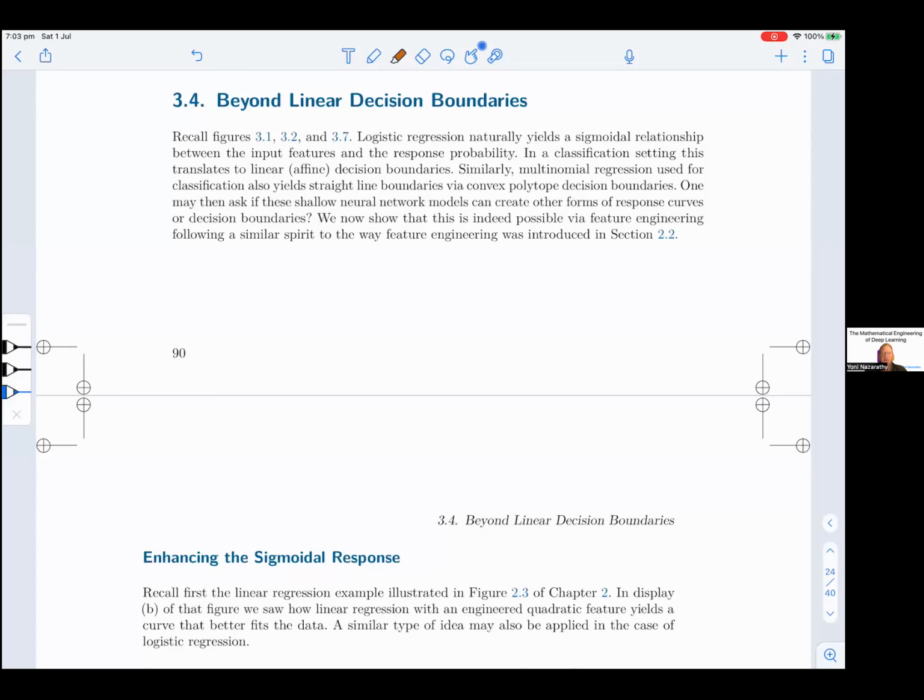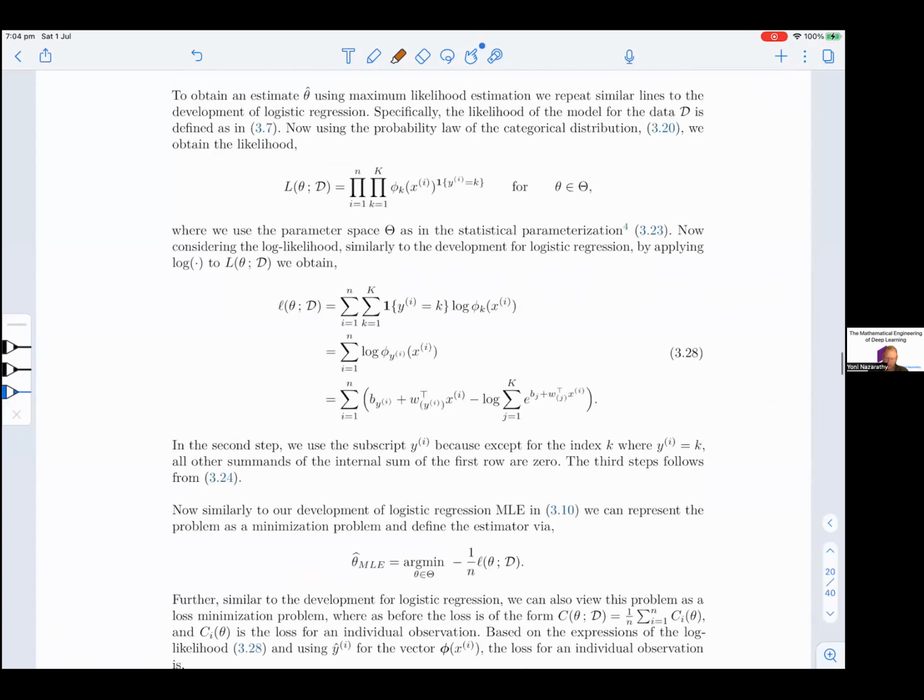Section 3.4, Beyond Linear Decision Boundaries. Recall figures 3.1, 3.2, and 3.7. So let's look at those figures just to recall them. Figures 3.1, 3.2, and 3.7.